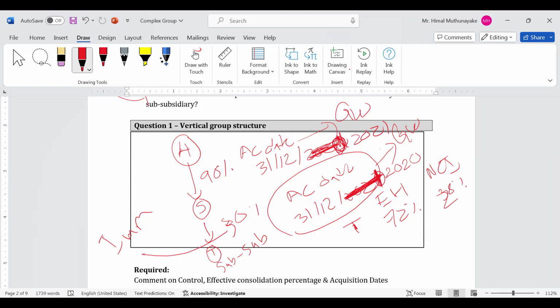Is that clear? That is why the acquisition date is very important. If you get it wrong from that point, the whole question will go wrong. Is that clear? Any questions about the acquisition date? Very good.